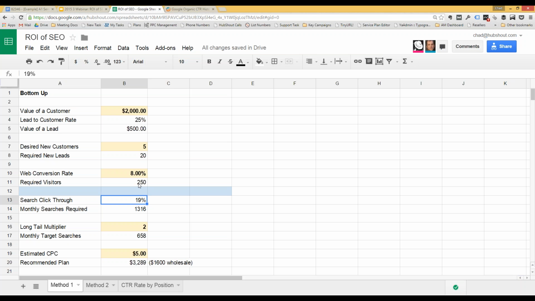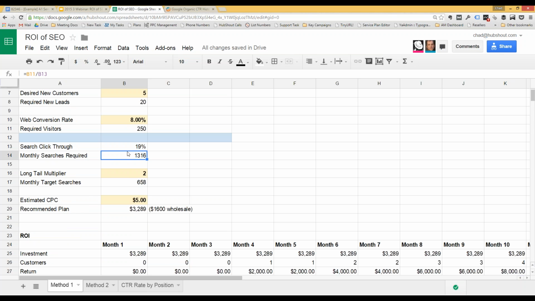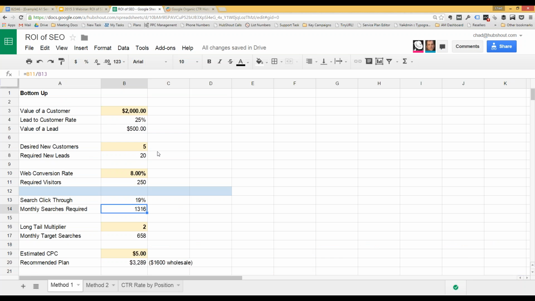So we've established here that 250 visitors are required in order to get our 5 customers. If we assume that the search click-through rate is 19%, that's the average of being in 1, 2, or 3, which is just the holy grail. It's where we need to be, 1, 2, or 3. Then what that means is we need to come up on 1,316 monthly searches, and then our link would be in the first 3 slots. So that gets us to how many searches we need in order to get all the way down to our 5 customers.